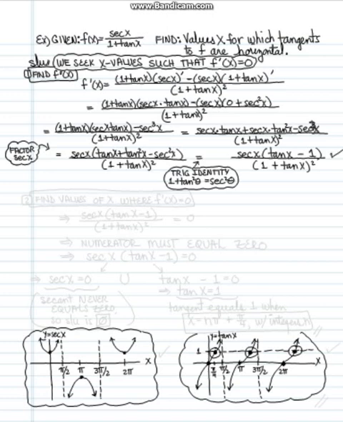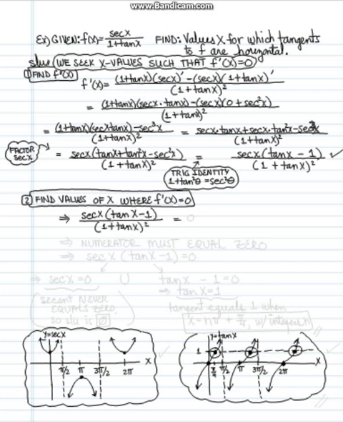That is the function that represents the slope of the tangent. So step 2, we're going to find the values of x for which this slope is equal to 0. In other words, the values of x where f prime of x is equal to 0. So we'll set this function f prime of x equal to 0. So we have secant x times parenthesis tan x minus 1, over parenthesis 1 plus tan x squared. Set that equal to 0 and solve for x.